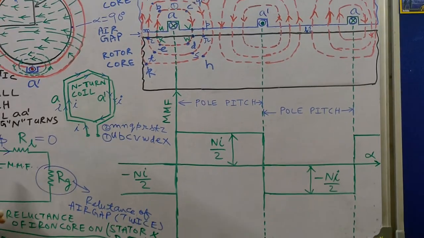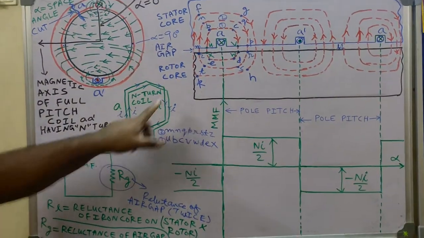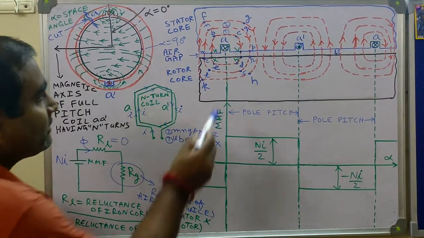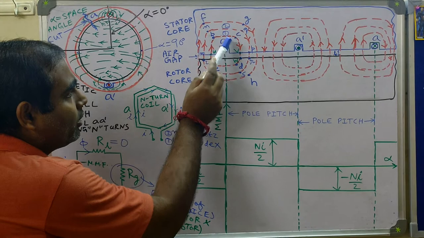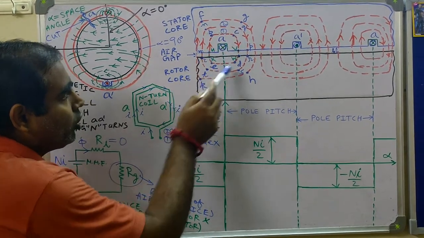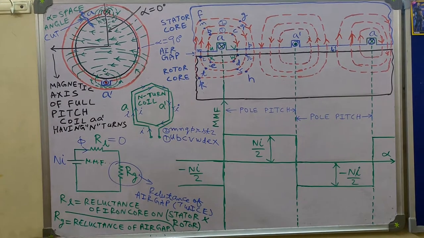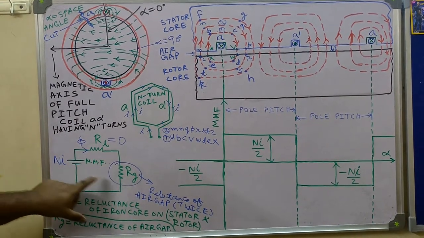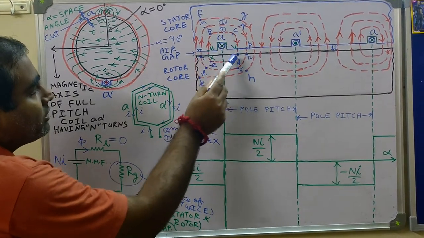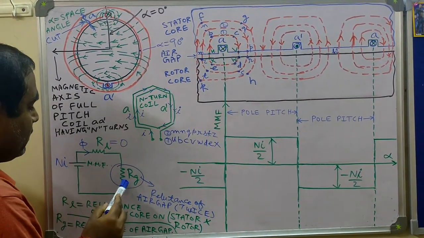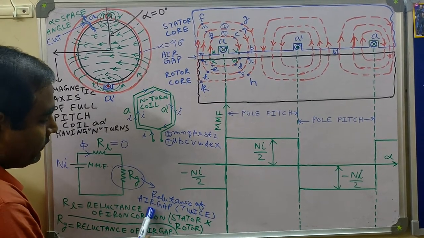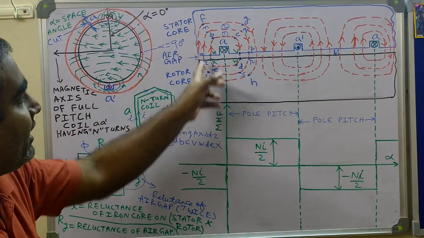I have told earlier, and I am saying once more, that when you are crossing the air gap along a closed path, you are crossing it twice. Say for this path number 1, you are crossing the air gap here once, and again you are crossing the air gap here once. So you are crossing it twice, and that's why the MMF drop in the air gap appears twice. But what is the current enclosed in this closed path? Ni. So Ni appears as the MMF drop across the reluctance Rg. But what is Rg? The reluctance of the air gap twice. Why twice? Because you are crossing the air gap twice.